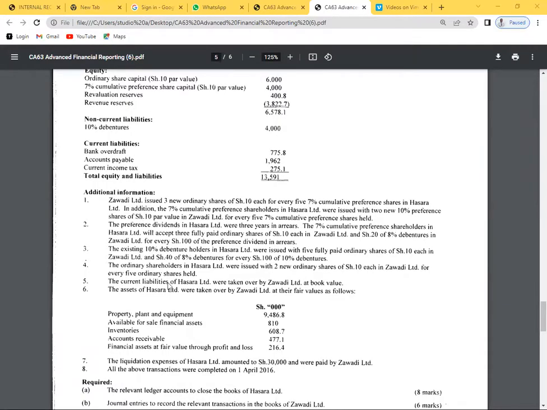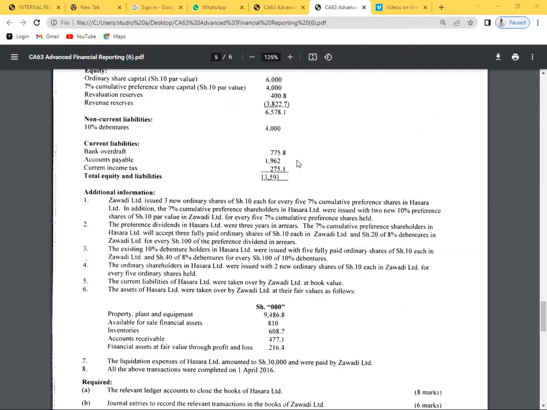The current liabilities of Hasara Limited were taken over by Zawadi Limited at book value. So this affects my balance sheet. Zawadi should be able to recognize these current liabilities as they were given in Hasara's books of accounts. There are 3 of them. So we have the bank overdraft. I'll simply copy the bank overdraft. I'm taking them at book value.